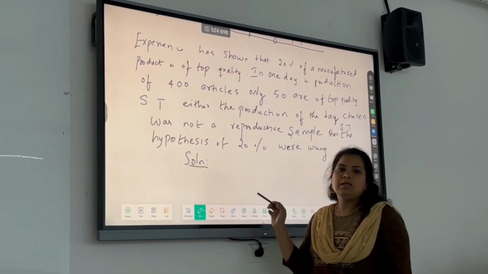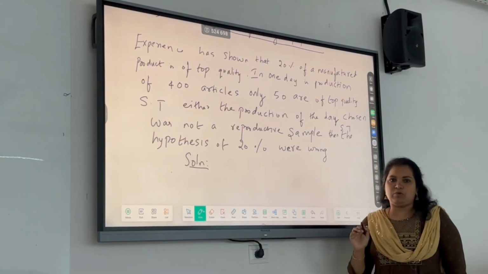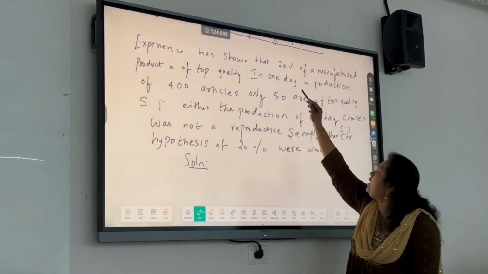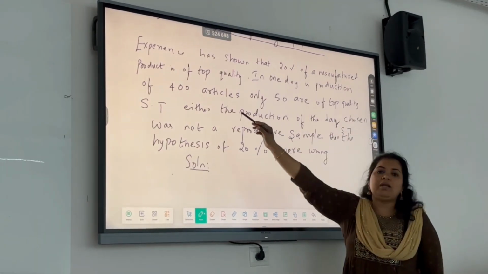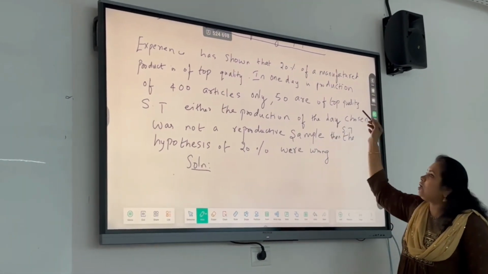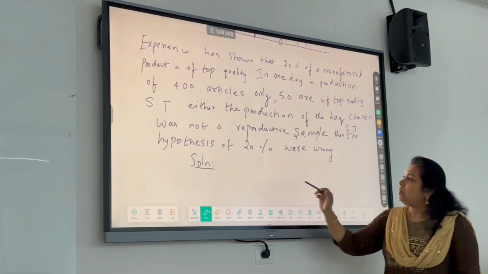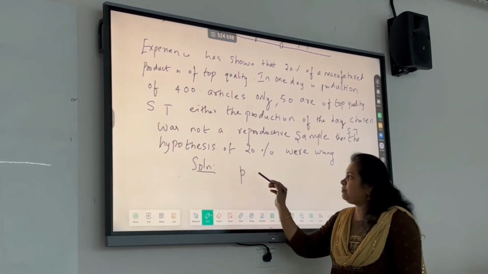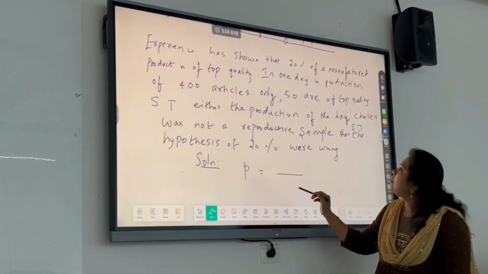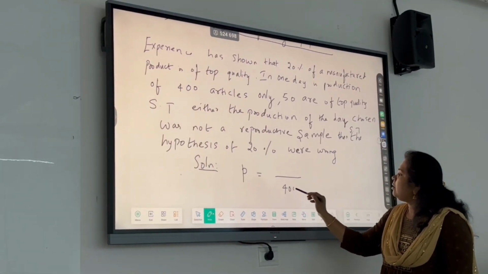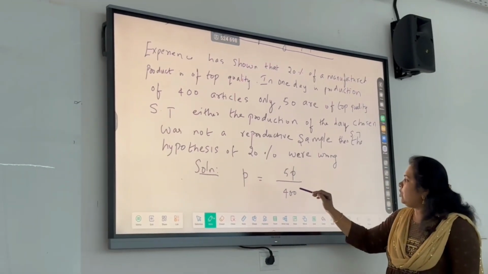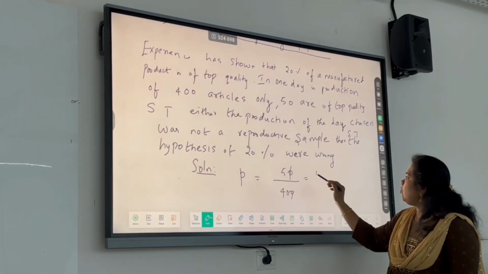Here, the problem is based on a single proportion. How to identify that? You see here, in one day a production of 400 articles only. Out of that, 50 are of top quality. So, that corresponds to small p, the sample proportion. Out of 400, you are going to find only 50 articles. When you cancel, you get 1 by 8.